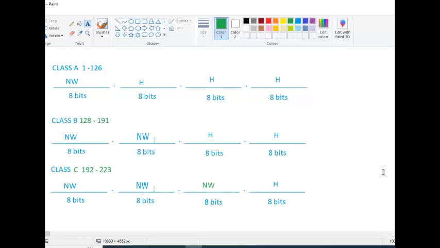So this range is very important: 1 to 126, 128 to 191, 192 to 223. What happened to 127? 127 is reserved. Any address that begins with 127 cannot be given for a computer. When you try giving, it will say this has been dedicated for loopback address.